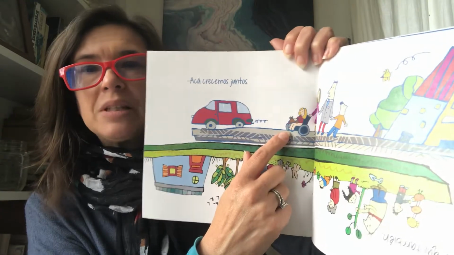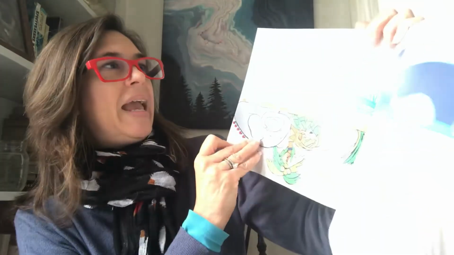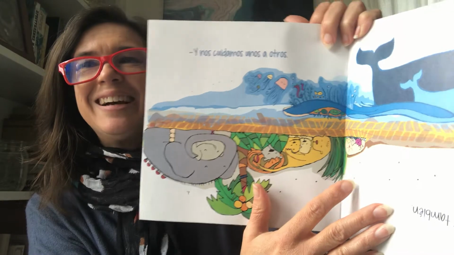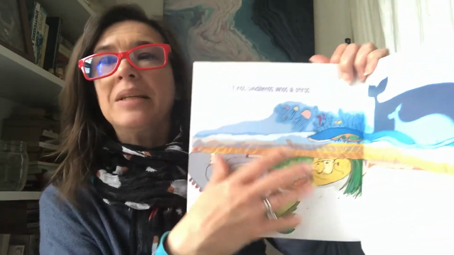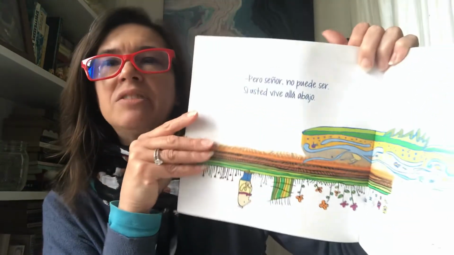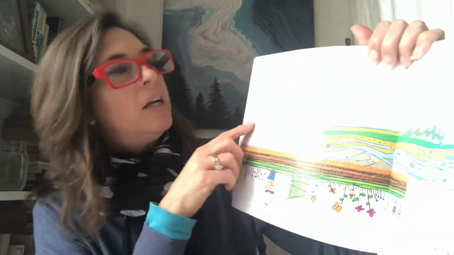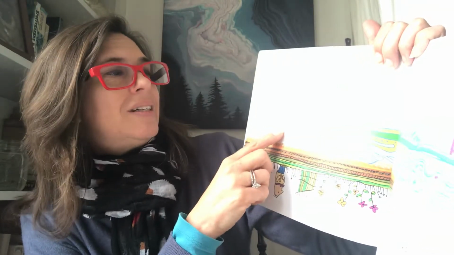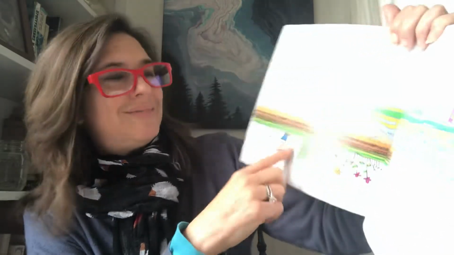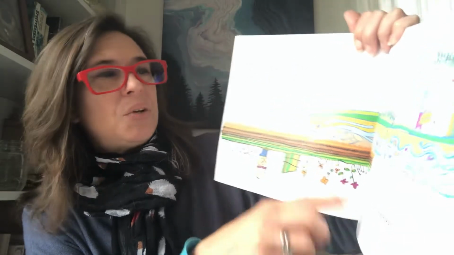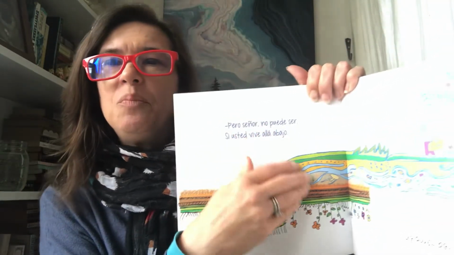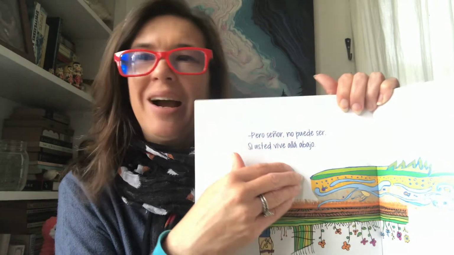I love this representation here. And we take care of one another. I love that idea of family, regardless of where you're at. And then just like a little push of a question. Pero señor, no puede ser. Si usted vive allá abajo, usted también. Right, so that idea of how is that possible if you live somewhere else, right? And then pushing the envelope, the question of, but so do you, right?